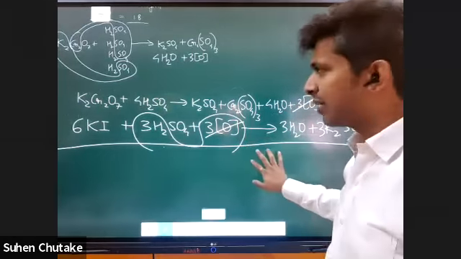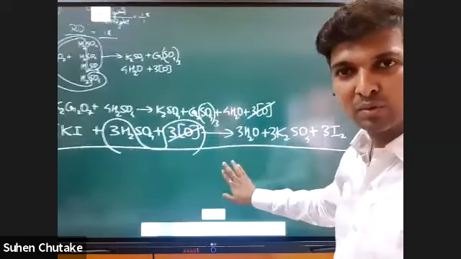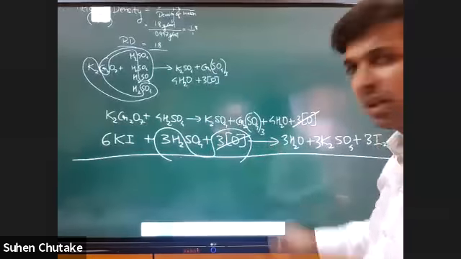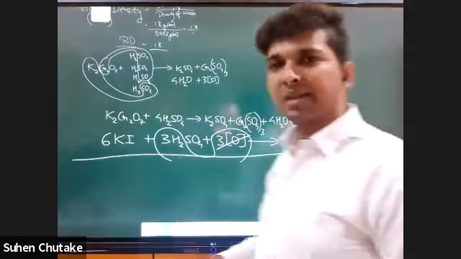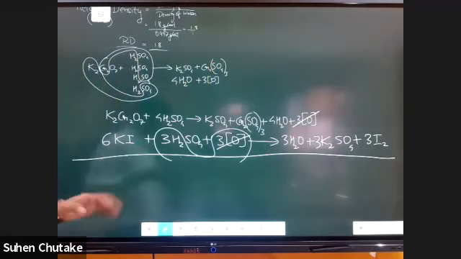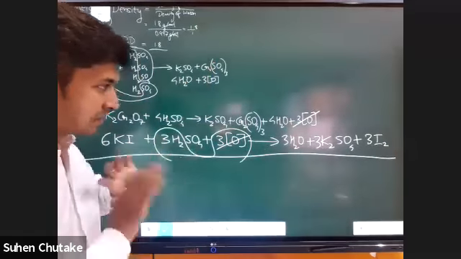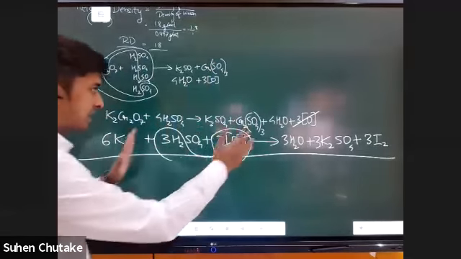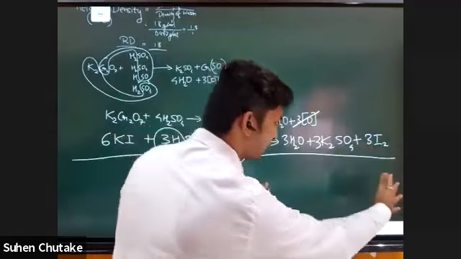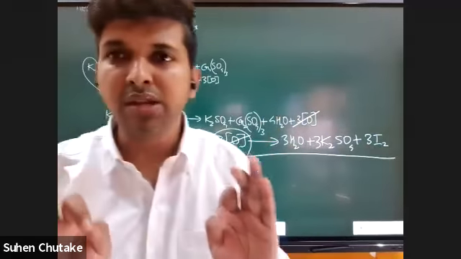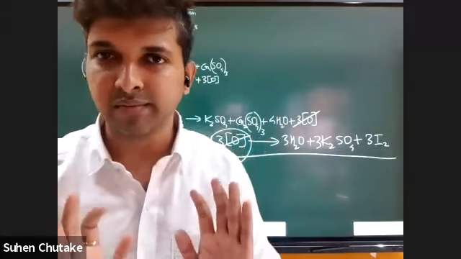Okay. So now what I'm going to do, I'm going to combine these two equations. Now, how do we combine? Whatever is same on left hand side and right hand side, that you have cancelled. Now, whatever is remaining on left hand side of the arrow, write on left hand side of the arrow. Whatever is remaining on right hand side of the arrow, write on the right hand side of the arrow. Meaning you will copy paste.